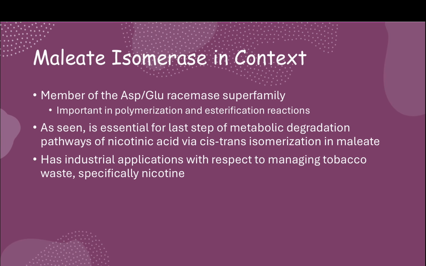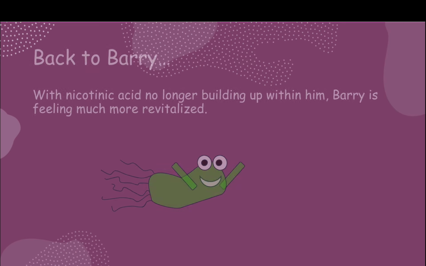So some more fun facts about malleate isomerase. It is a member of the asp-glutarase superfamily and is important in polymerization and esterification reactions. As seen, it is essential for the last step of the metabolic degradation pathways of nicotinic acid via cis-trans isomerization in malleate. And it also has promising industrial applications with respect to managing tobacco waste, specifically nicotine.